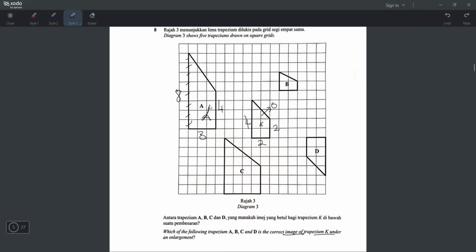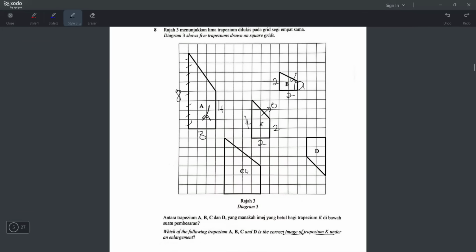What do I mean by similar here? Similar means they have the same shape. Similar means it has to have the same shape, different size. Yeah, it can have different size, but the ratio of corresponding side must be equal. Then only it's called similar. Okay, B also cannot because then it's 2, 2, 1. So you can see the ratio also tak sama. Yeah, to find the ratio here is 1 bahagi 2, tapi dia tak sama dengan 2 bahagi 2. Yeah, so B is also wrong.